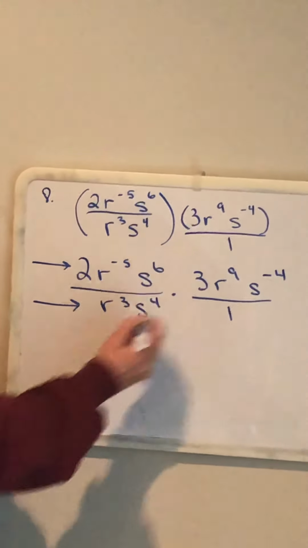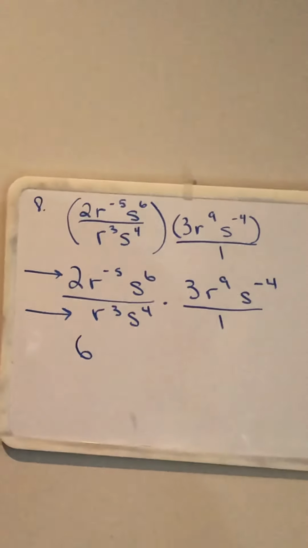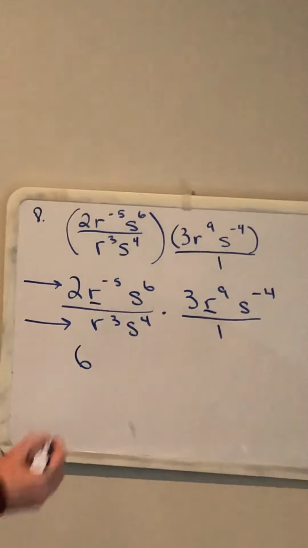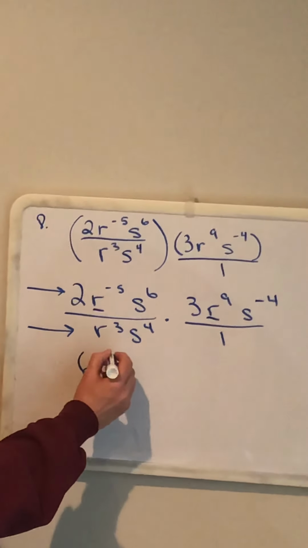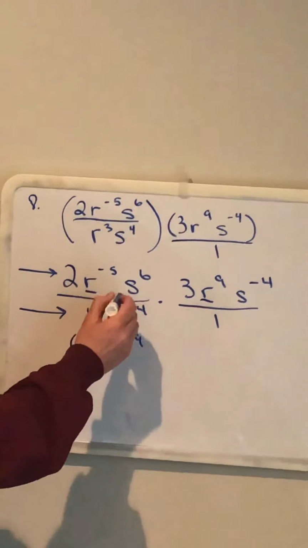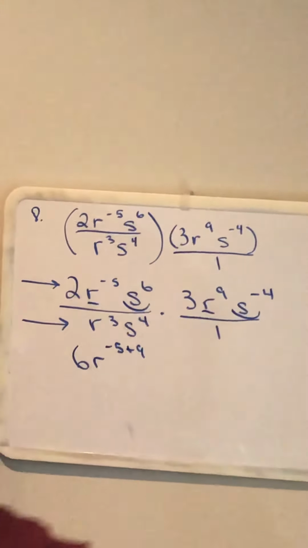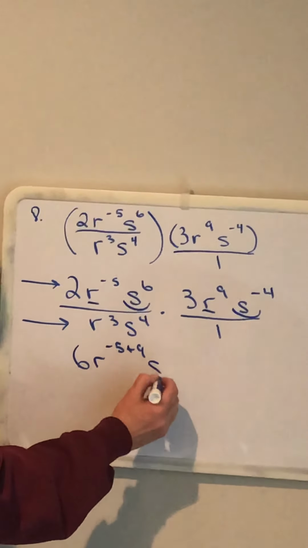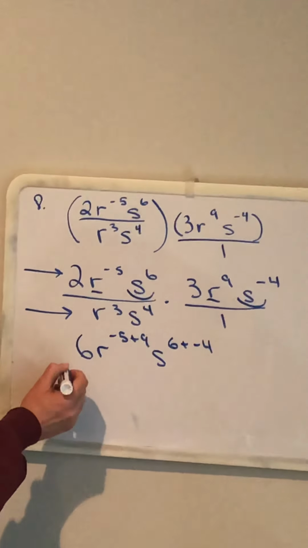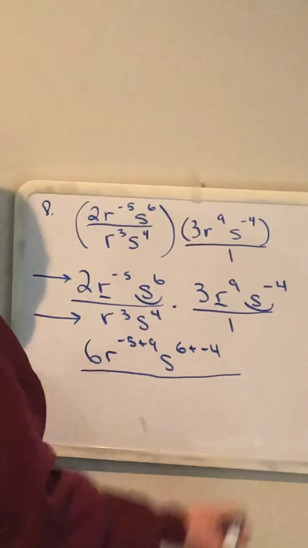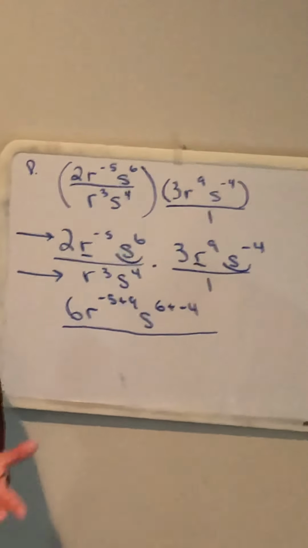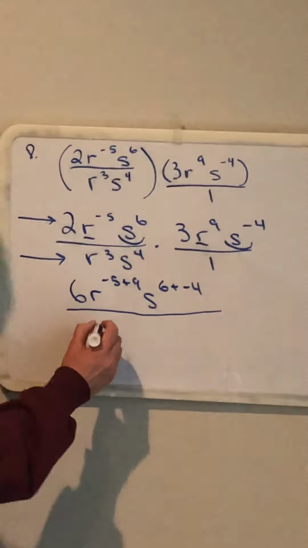So 2 times 3 makes 6. For multiplying the r's, it means add the exponents. So you have r to the negative 5 plus 9. To multiply the s's, it means add the exponents. So you have s to the 6 plus negative 4. There's your numerator. Over. In the denominator, r to the 3rd, s to the 4th times 1 is just r to the 3rd, s to the 4th, because 1 doesn't change anything.